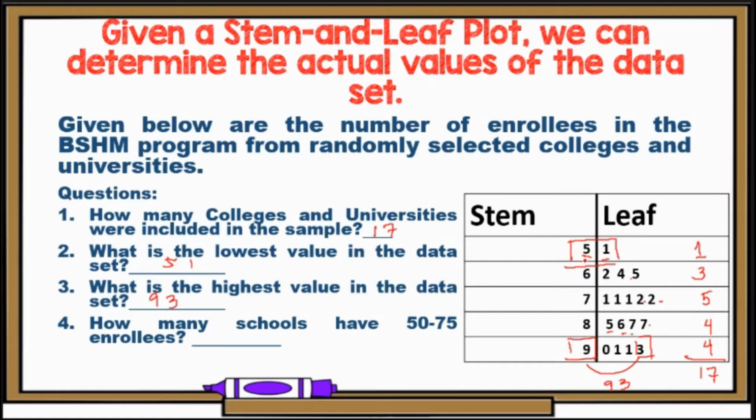Finally, how many schools have 50 to 75 enrollees? So we have 51, 62, 64, 65, 71, 71, 71, 72, 72. So ito lang, mga values from these 3 rows, yung magka-qualify for item number 4. So ano yung sum nung tatlong rows? We have 1 plus 3 plus 5. This is 9. So we have 9 schools that has 50 to 75 students enrolled in the BSHM program.